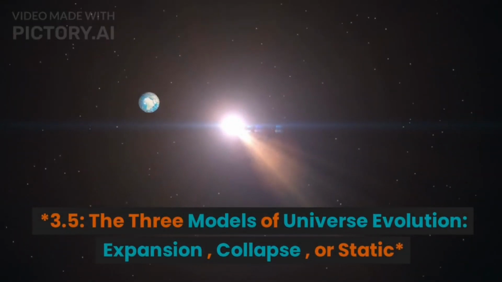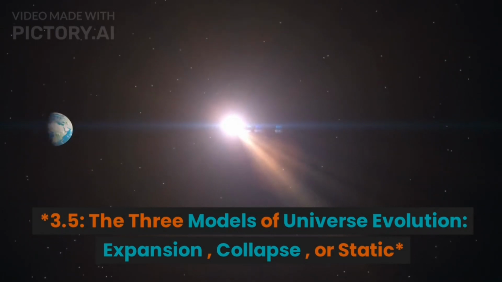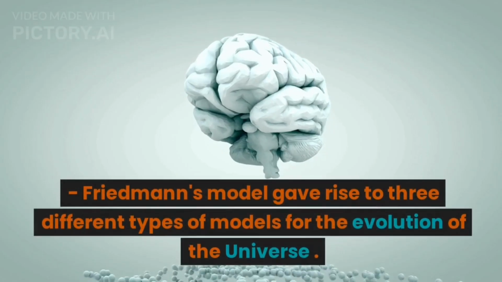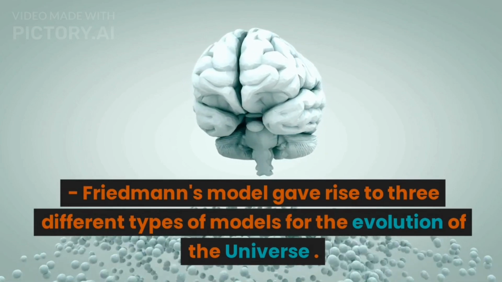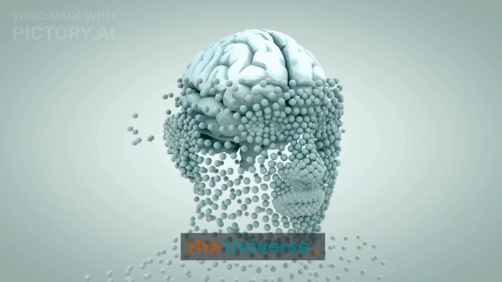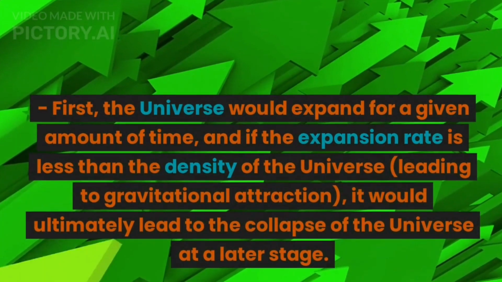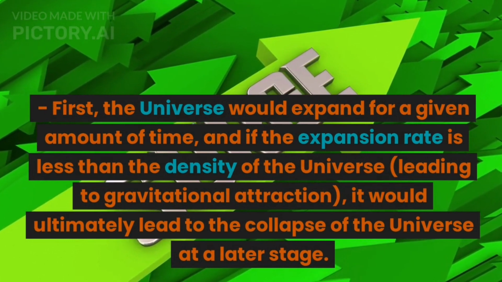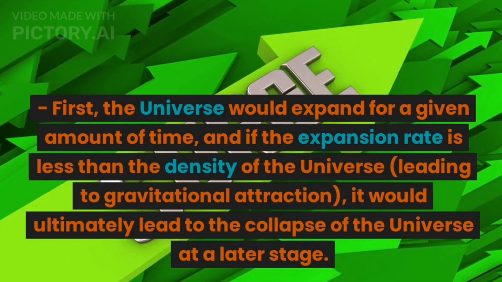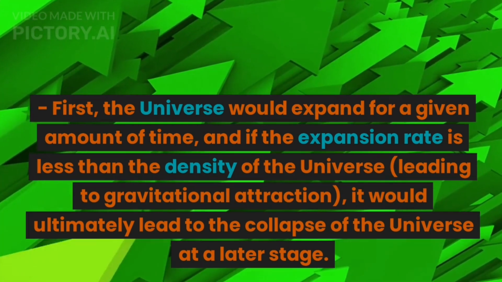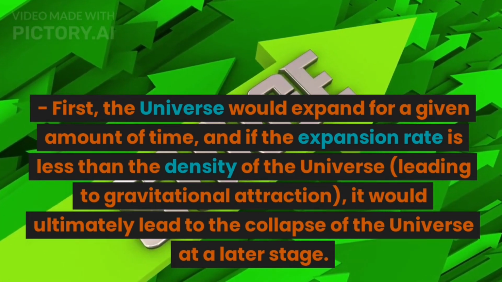3.5 The three models of universe evolution: expansion, collapse, or static. Friedman's model gave rise to three different types of models for the evolution of the universe. First, the universe would expand for a given amount of time, and if the expansion rate is less than the density of the universe, leading to gravitational attraction, it would ultimately lead to the collapse of the universe at a later stage.